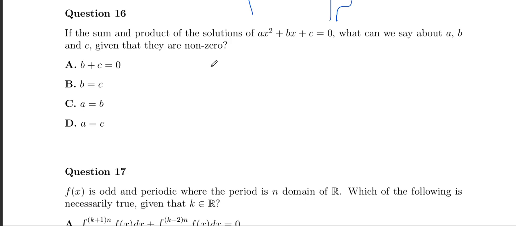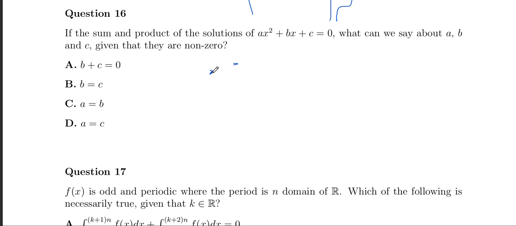Right, next question. If the sum and product of the solutions of ax squared plus bx plus c is 0, what can we say about a plus... wait, what? If the sum... Okay, they made an error here. I think they meant to say if the sum and product are equal to each other. So let's just assume they meant that.